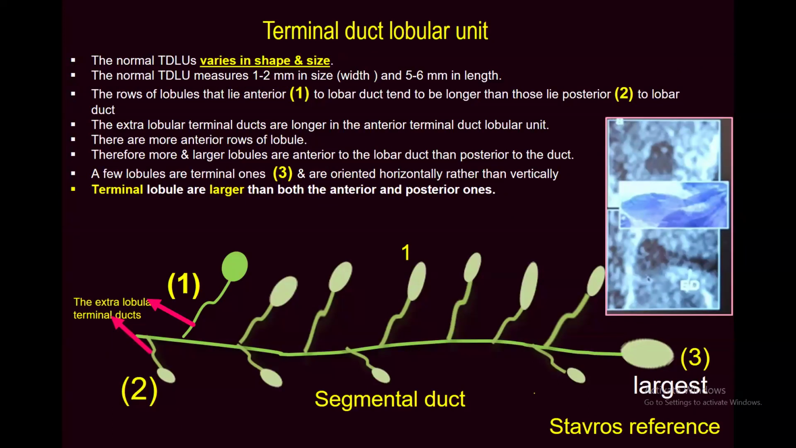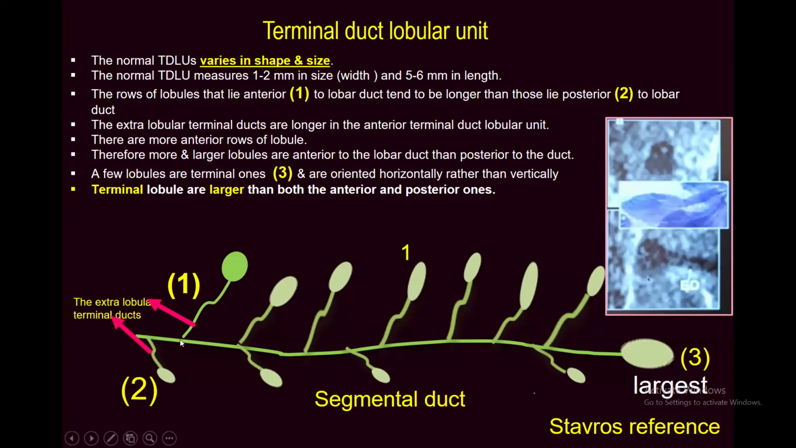The normal terminal duct lobular unit varies in shape and size, and usually measures 1 to 2 millimeters in width, and its length is about up to 6 millimeters, but can be slightly larger in size than this.